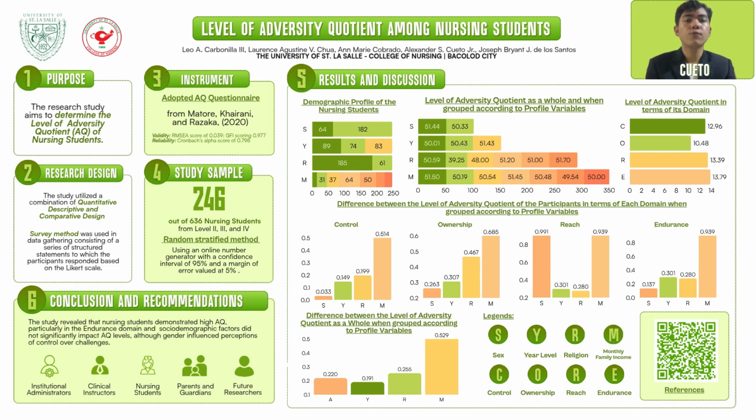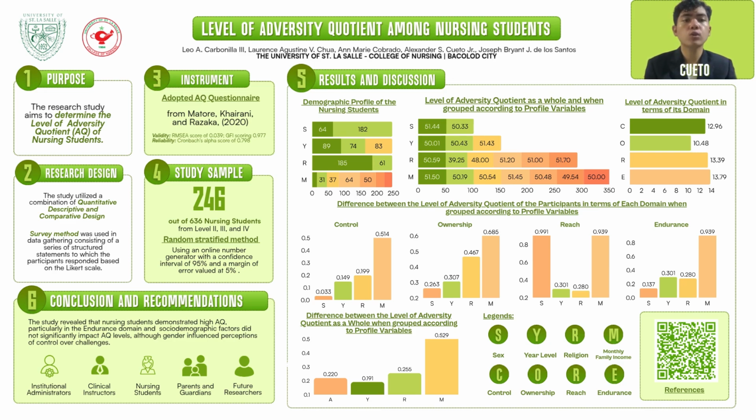Now let's move forward to the difference between the level of AQ in terms of each domain, control, ownership, reach, and endurance when grouped according to profile variables. For the control domain, the findings reveal that there is a significant difference between the level of AQ in terms of control domain when grouped according to sex. This indicates that male students tend to exhibit a greater sense of control over adversities compared to their female counterparts. This is also further supported by the findings of Go and others, Perwaningram and Rianto, and Sukaatan and others in 2022 exhibiting higher AQ scores in the control subtype.